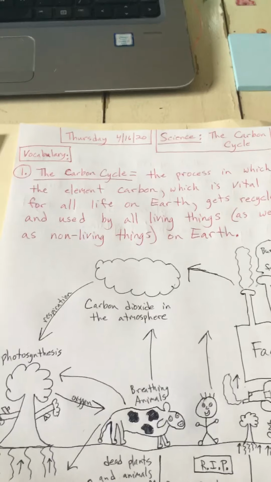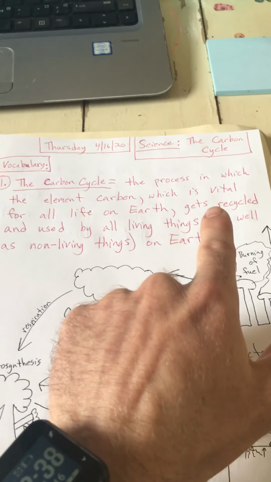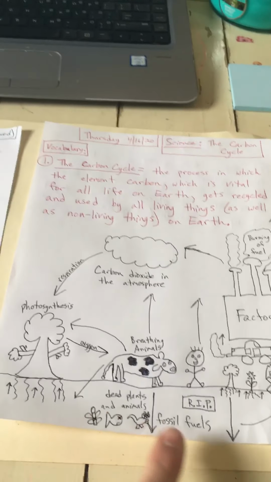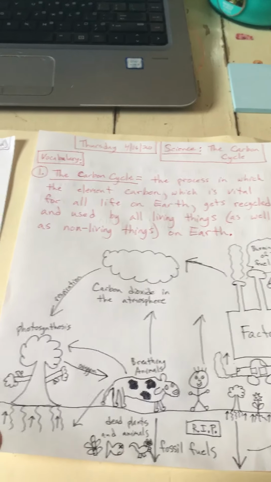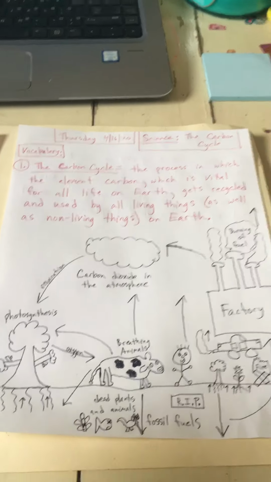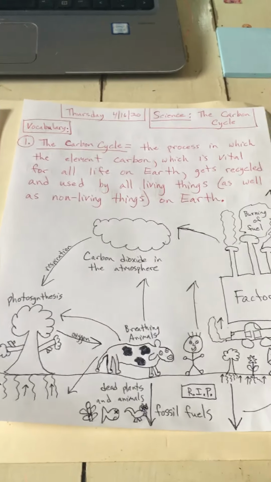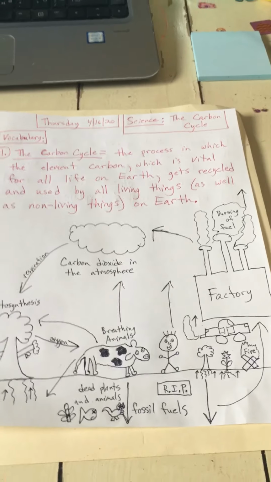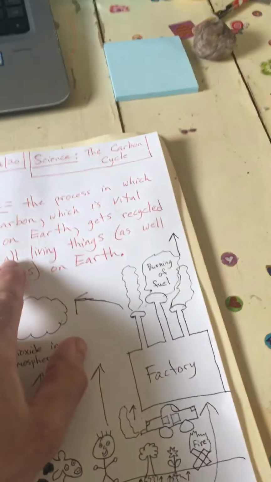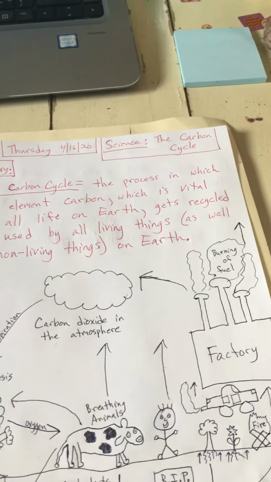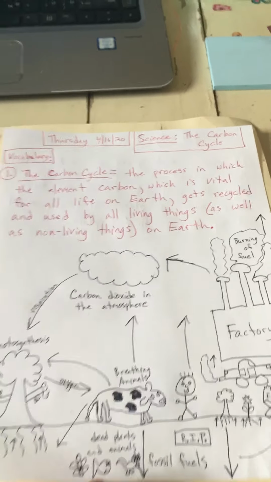All right, and that carbon, through the carbon cycle, gets recycled and used by all living things and some non-living things like the coal that we talked about. Coal is not living anymore. It used to be. It's organic matter because at one point in time it was alive. It's not alive anymore, and there's still carbon there. But what we're really going to talk about today are all living things and how they all use carbon.